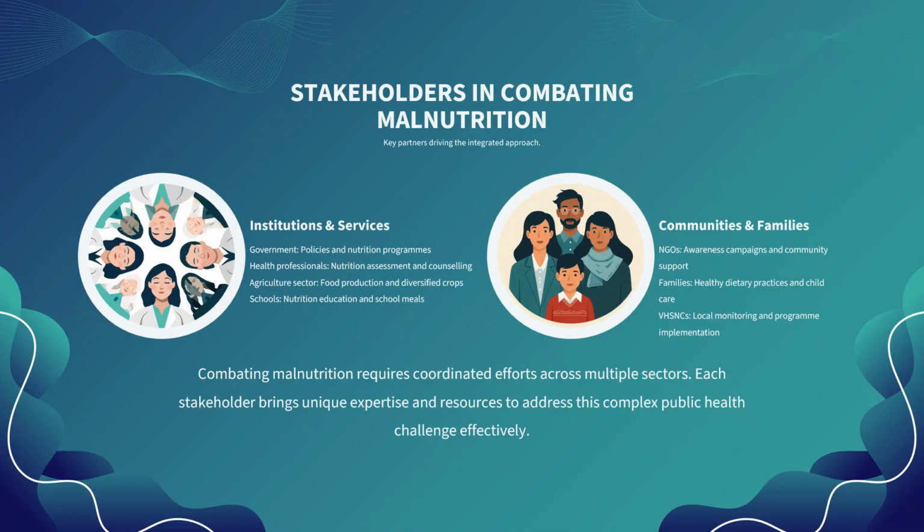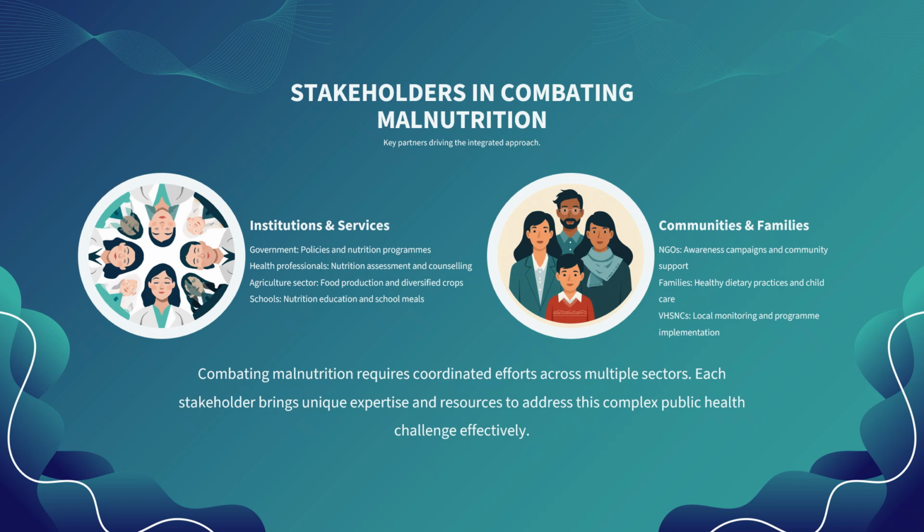Stakeholders in combating malnutrition. These are the key partners. What are the key partners in driving the integrated approach? First, we can look at institutions and services. First one is government, responsible for policies and nutrition programs. Next, health professionals provide nutrition assessment and counseling. Next, the agricultural sector, where food production happens and diversified crops are produced. In schools, nutrition education and school meals are provided.